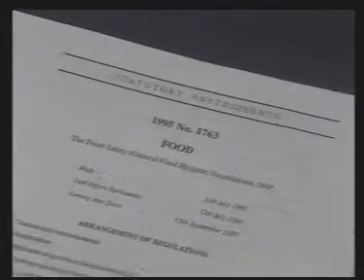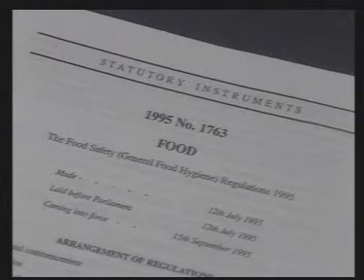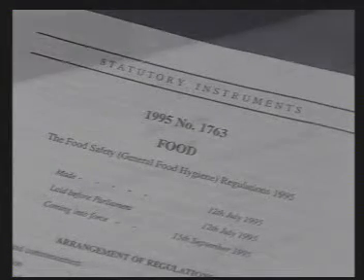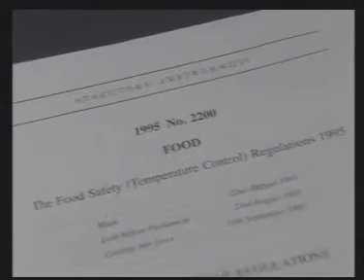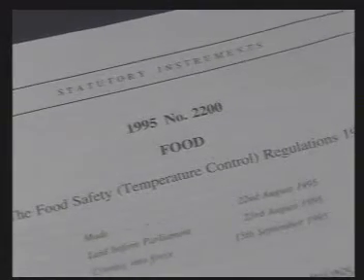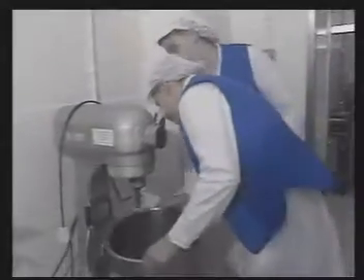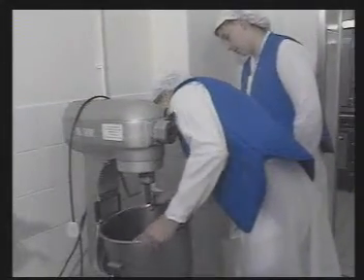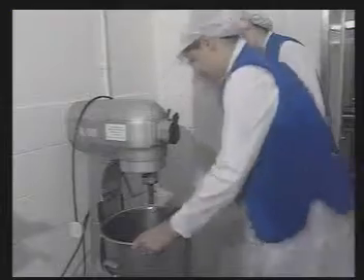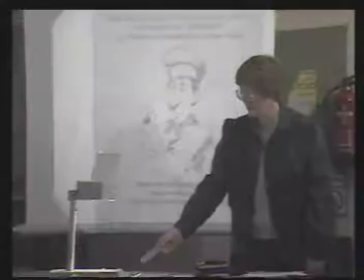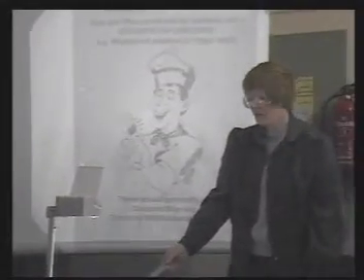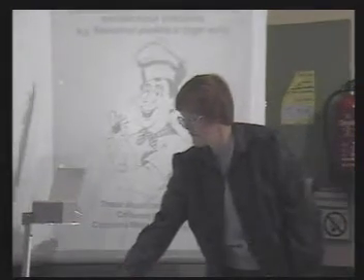Everyone involved in a food business should be aware of the law as laid down in the Food Safety General Hygiene Regulations 1995 and the Food Safety Temperature Control Regulations 1995. Under the General Hygiene Regulations, businesses must ensure that food handlers are instructed and supervised, or trained and supervised, in good hygiene matters to a level appropriate to the work they do.